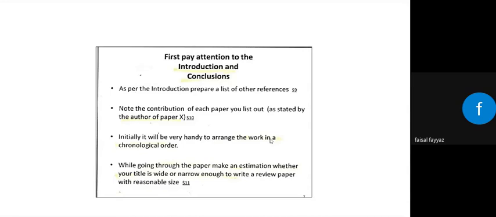So first pay attention to the introduction and conclusion. These are the most important things. The reason: the introduction depicts your starting point, what you are going to do and at what level. Its boundary, its area, its whole domain will be settled at the introduction phase.